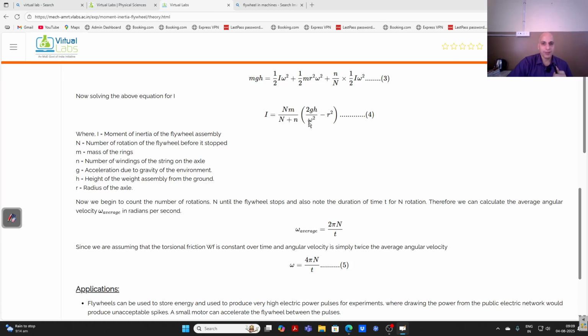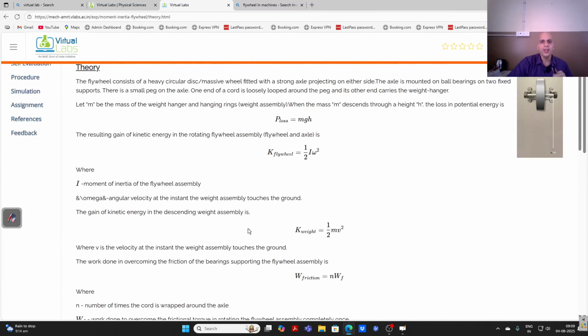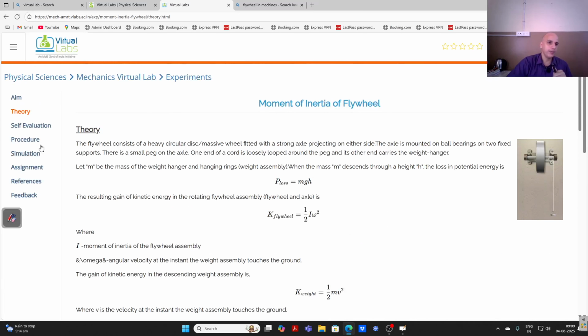If we want to calculate omega, then the formula is omega is equal to 2 pi n upon t. We can take the average value of the angular velocity. So how will we perform the experiment? I will show you that.